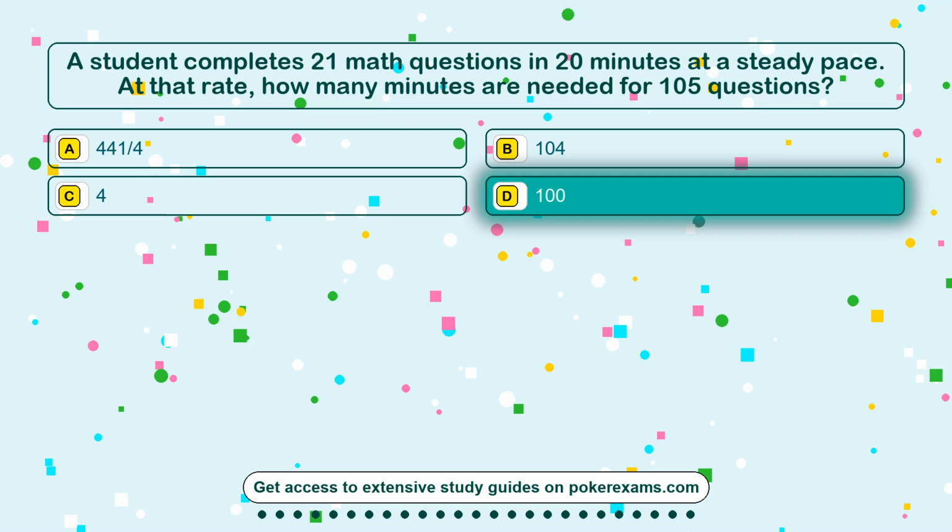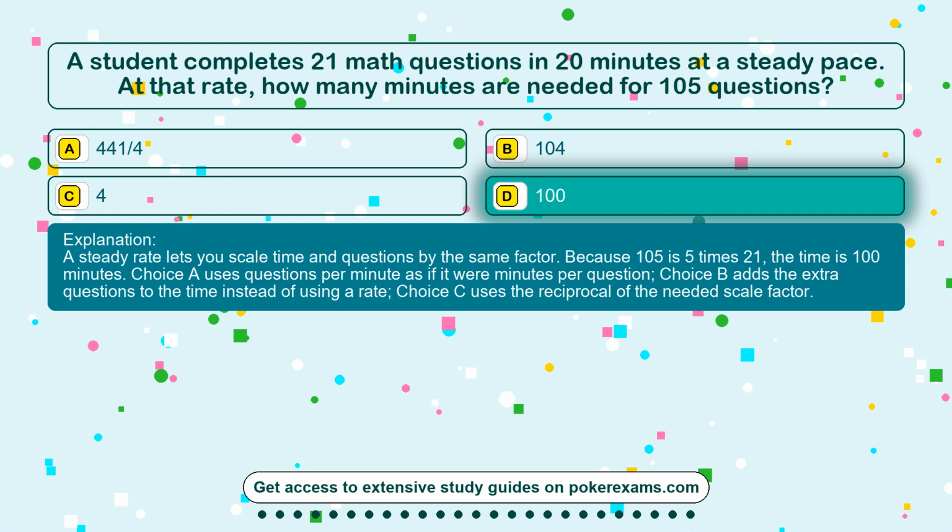The correct answer is option D, 100. A steady rate lets you scale time and questions by the same factor. Because 105 is 5 times 21, the time is 100 minutes. Choice A uses questions per minute as if it were minutes per question. Choice B adds the extra questions to the time instead of using a rate. Choice C uses the reciprocal of the needed scale factor.